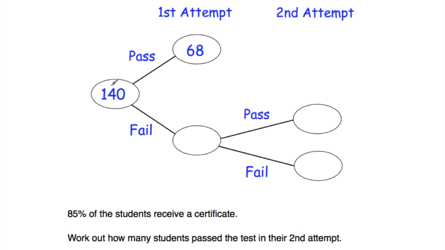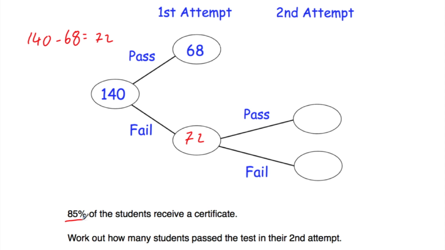Well, first of all, we have a look here. We've got 140 students and 68 pass in the first attempt. So if we do 140 take away 68, that would tell us how many students failed. So 140 minus 68 is equal to 72. So that means that 72 students failed on their first attempt. So it's quite a difficult test. So only 68 passed in the first attempt and 72 failed.